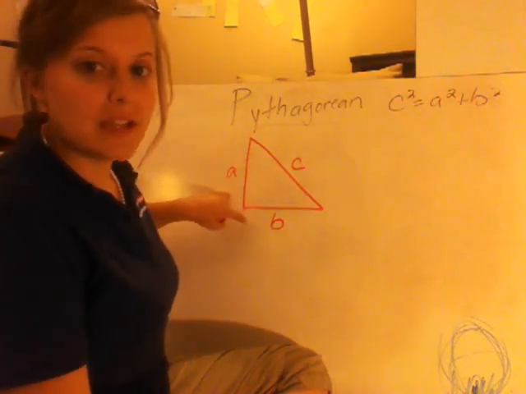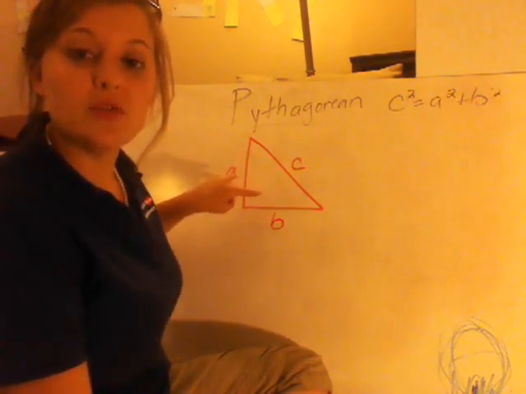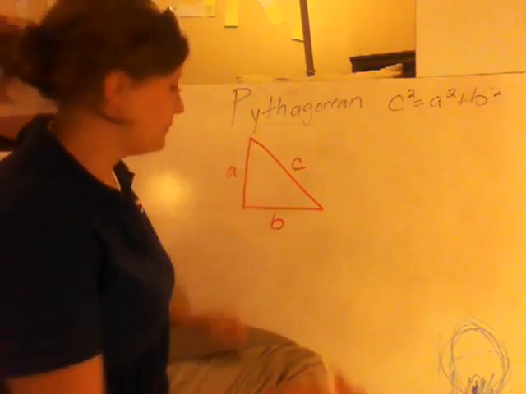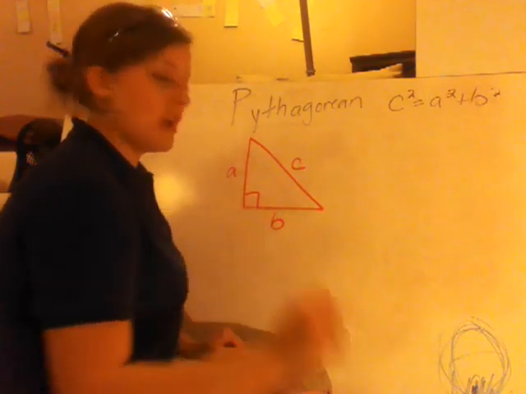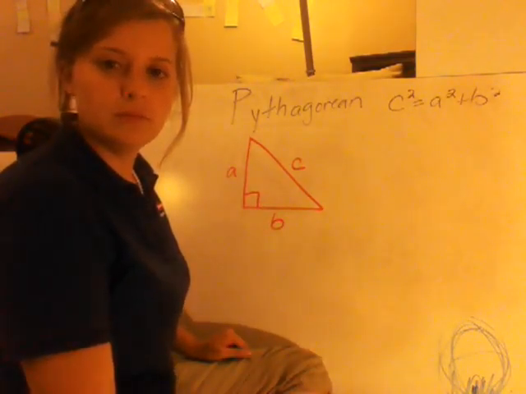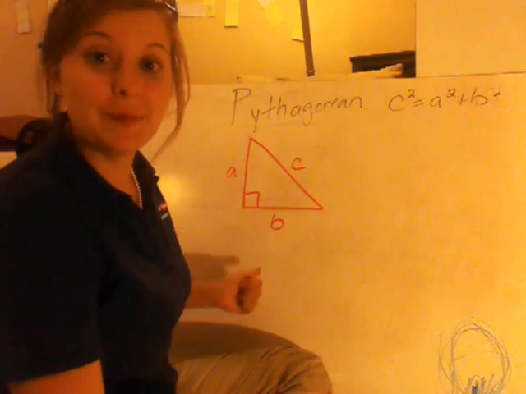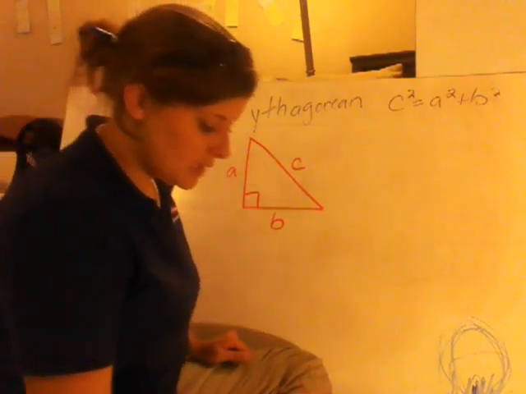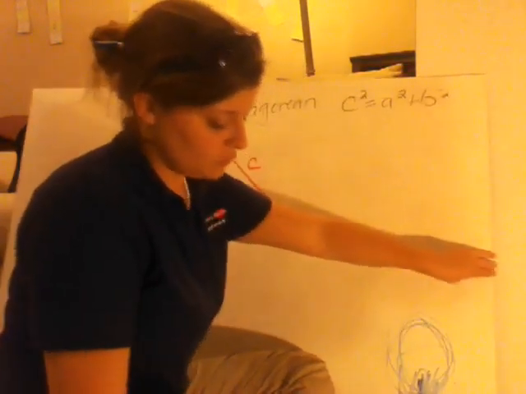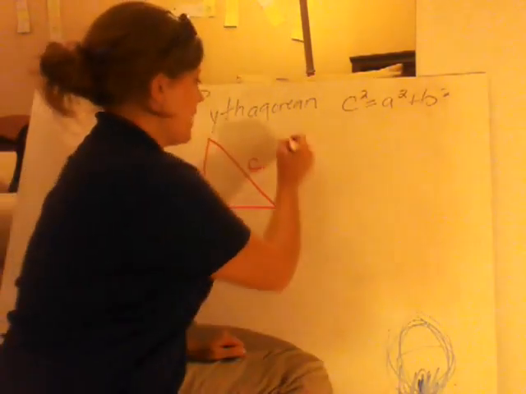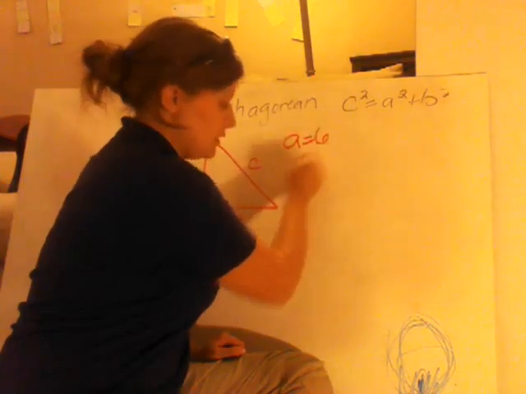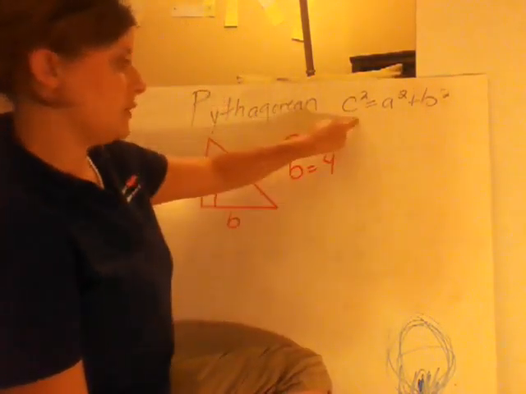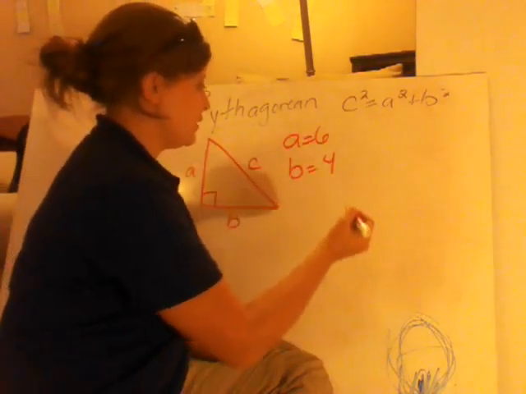Now in this situation, it's not like the height times the base. They're both legs because I could flip this around all kinds of different ways, and it's going to be the same. I'm going to throw in a 90-degree angle there, because it's supposed to be there, because we're working with the Pythagorean theorem. So, number 10: a equals 6, b equals 4. So, here's my formula.